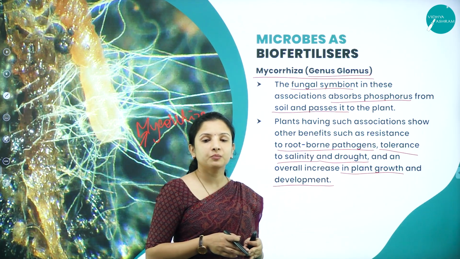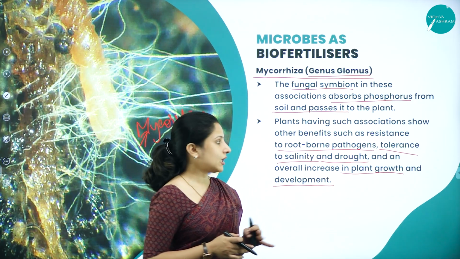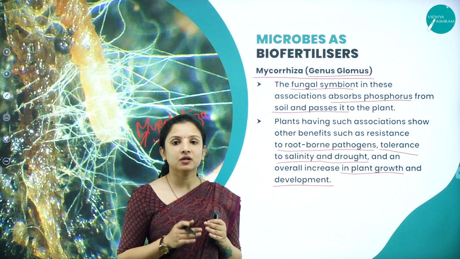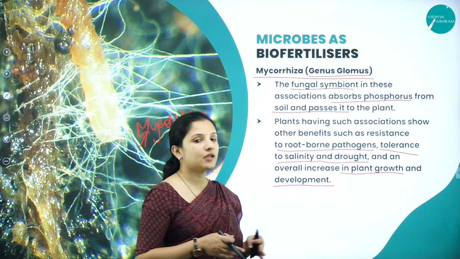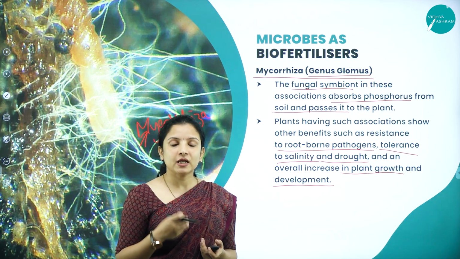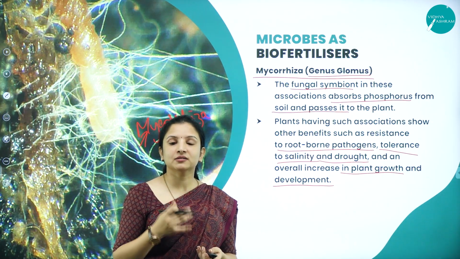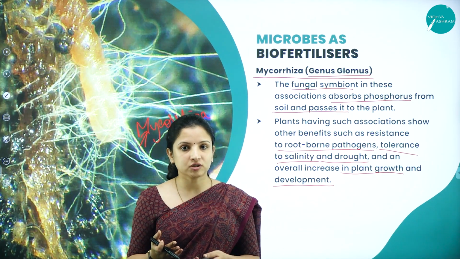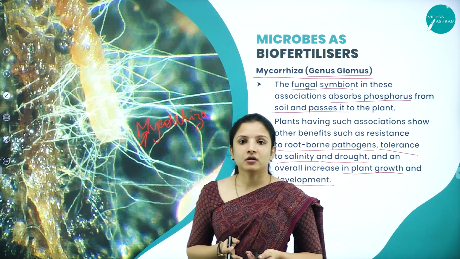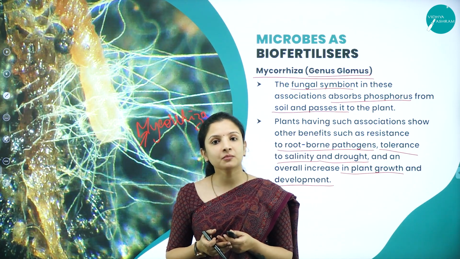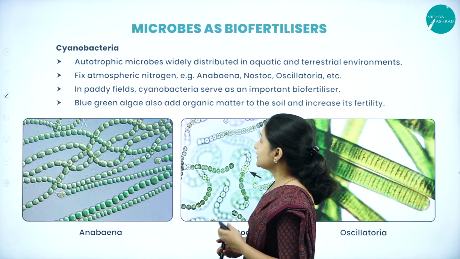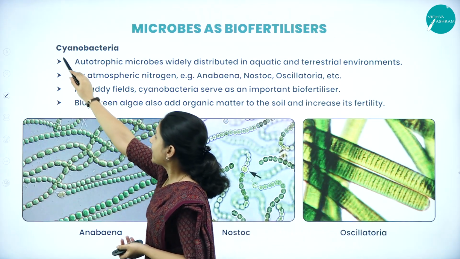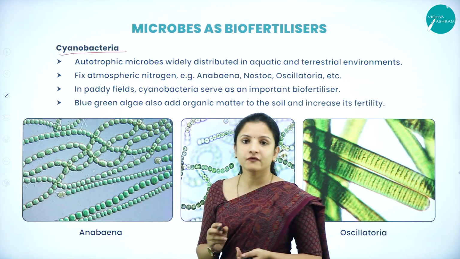And also they help the plants to withstand drought condition. And also they help in the overall increase of the growth and development of the plant because they maximize the absorption capacity of the plants when it comes to phosphorus. So that is the importance of mycorrhiza as a biofertilizer. So next, talking about the cyanobacteria. How cyanobacteria helps as a biofertilizer.